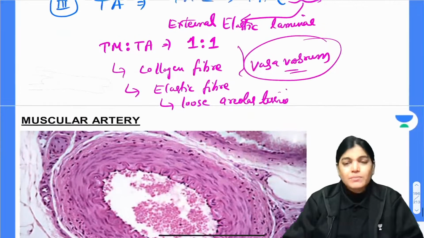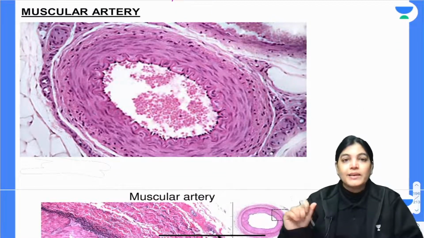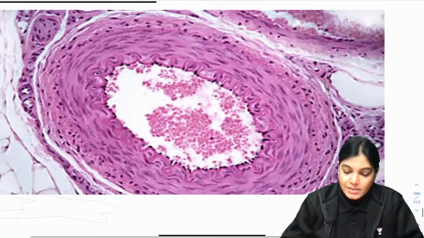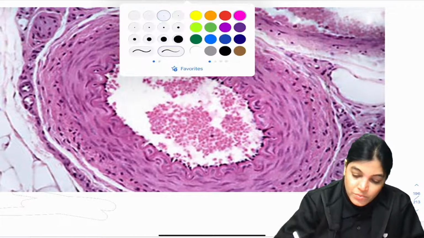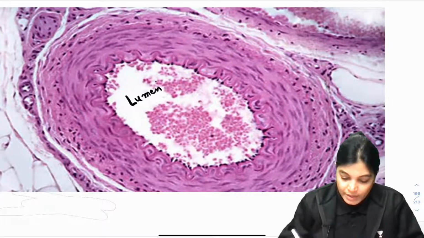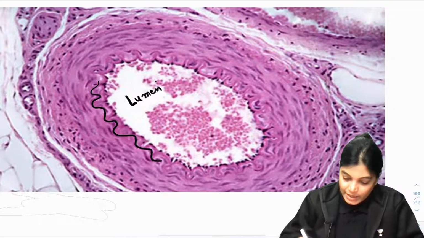Now unmyelinated nerve fibers are also residing in the tunica adventitia layer. Now see this diagram, which is showing you the muscular artery. Let me slightly enlarge this diagram. Here, in the case of a muscular artery, a very beautiful lumen is visualized, and as I told you, the refractile nature of the internal elastic lamina.